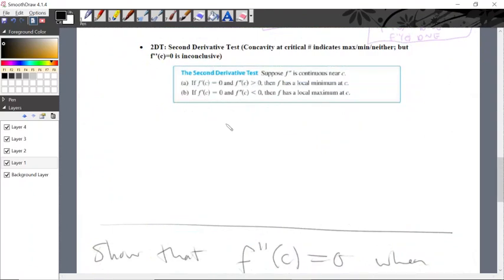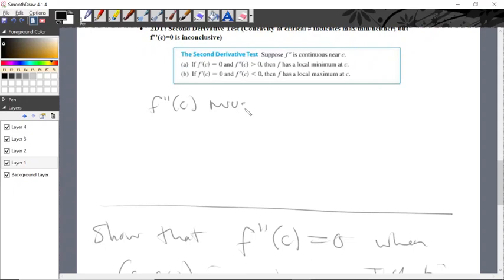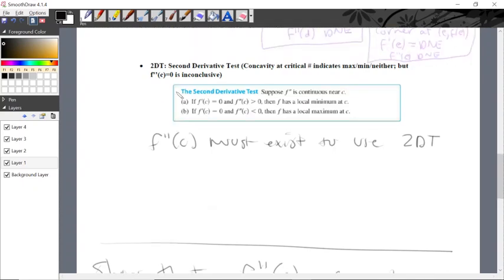We must have f double prime of c exist in order to use the second derivative test. The second derivative has to exist in order to use the test. Otherwise, if you can't use the test and you still want to know if you have a max or min, you revert to the first derivative test. If f double prime of c is equal to 0, though, then the result is inconclusive.